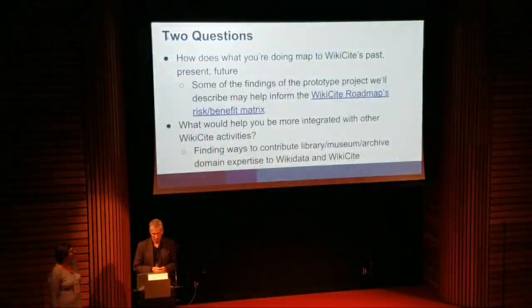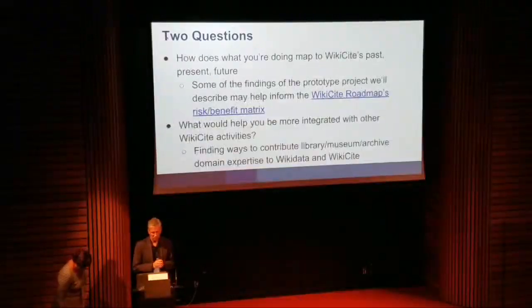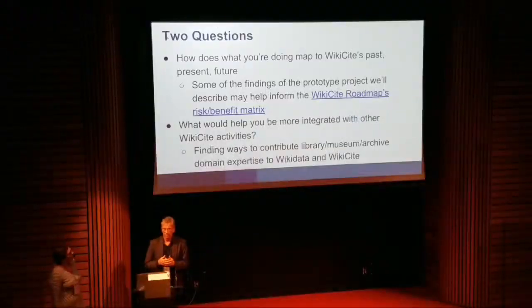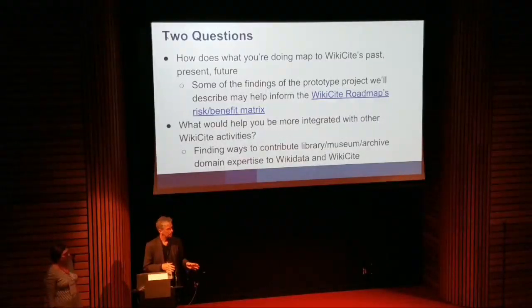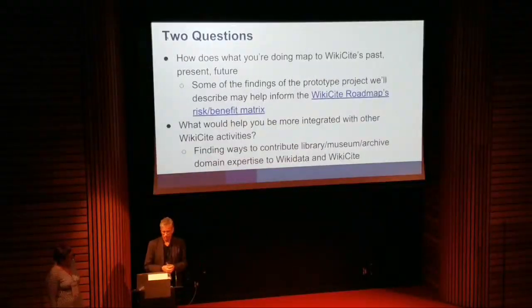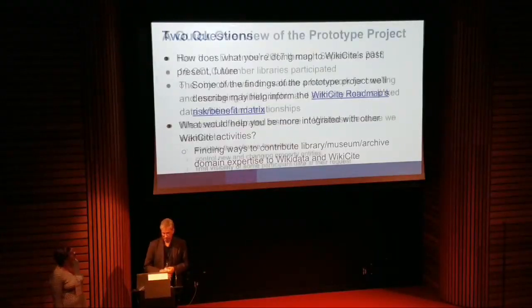Jason just talked about these same two questions of how this work maps to WikiCite, past, present, and future. We think some of what we learned would apply to that roadmap, that risk-benefit analysis of the future for WikiCite, just lessons learned from how we managed our experience and worked with libraries to carry out our work. So nothing too specific yet about that, but I think it relates. And this other one is even a little bit more vague. We're just here to learn how to engage more with the WikiCite community, and I'm going to talk a little bit more about that in just a couple of minutes.